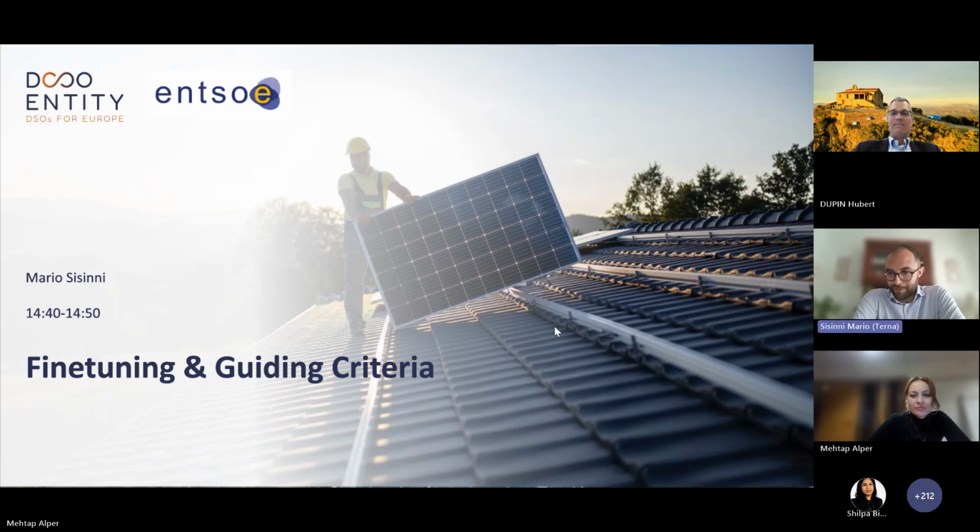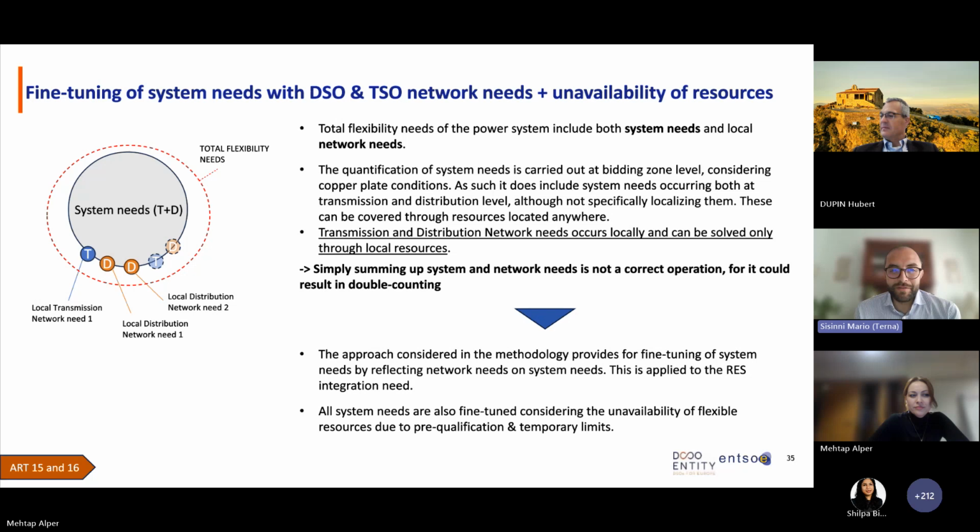Thanks, Hubert. I'll try to speed up, also because I see that there are a few questions that we'll have to reply to. So fine-tuning, I anticipated this. What's the problem here? If we quantify system need and transmission and distribution network needs individually, we cannot simply add them up to quantify the total flexibility needs of the system. Why so? Because from a copper plate perspective, from a system perspective, we are not capable of seeing everything, so we would be underestimating our needs.